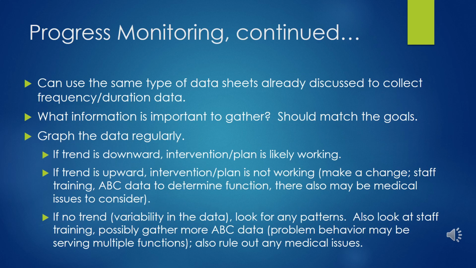So for our progress monitoring of the behavior plan, we can use the same type of data sheets that we already discussed when we were collecting the frequency duration data at the beginning. So way back at the beginning, our student is engaging in problem behavior. We needed to collect some data. We collected ABC data to determine the function, and we collected frequency and duration data. So now we shouldn't need the ABC data anymore. We just need the frequency duration data to see if the plan is working.